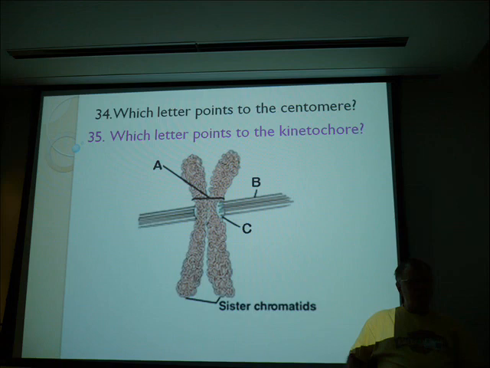The centromere is A, the kinetochore is C. So this is the glue that holds them together. And this is the attaching point for the spindle coming in over here, that centrosome, the diaster. It's going to pull apart one day.